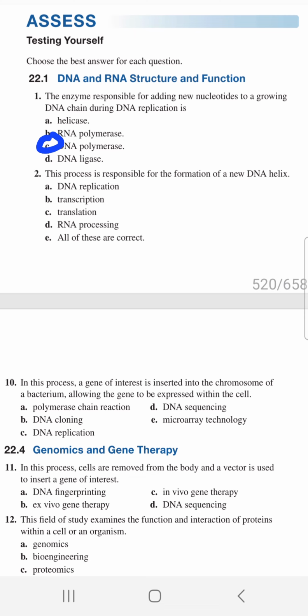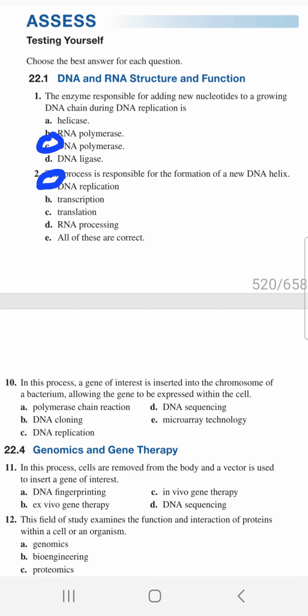Question number 2. This process is responsible for the formation of a new DNA helix. DNA replication, because it's semi-conservative, in which the new DNA will have one of the old strands of DNA and a new strand. Transcription and translation are processes involved in protein synthesis.